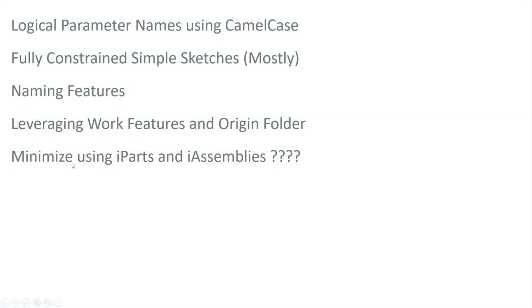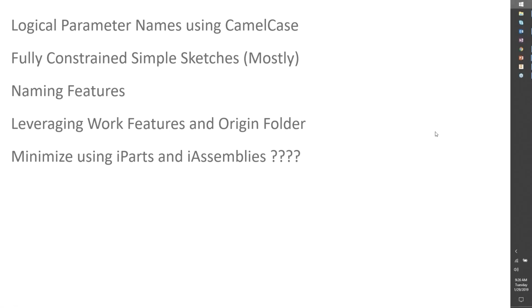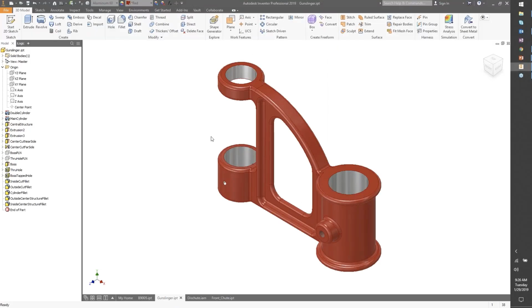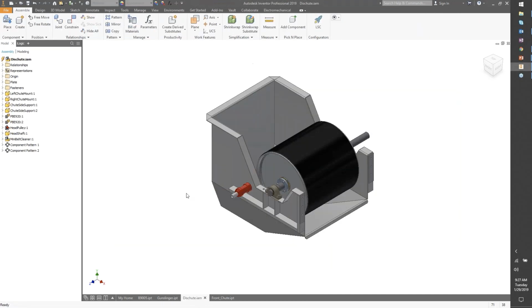All right. Also, when it comes to working with configurations, this last item here is minimizing using iParts and iAssemblies. What do you mean by that, Tom? Minimize them, but what about the power of iParts and iAssemblies? Well, there is a lot of power involved with working with iParts and iAssemblies. However, with iParts and iAssemblies, they can be taken too far.